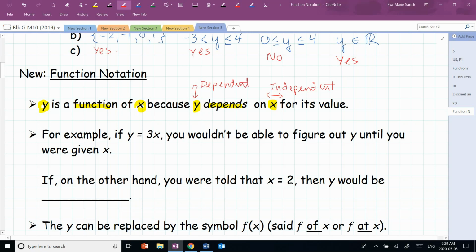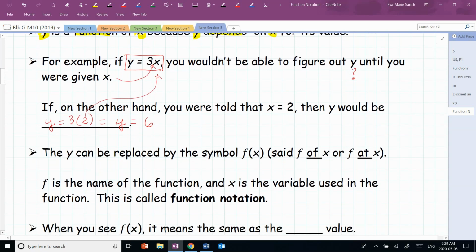So let's look at this in terms of an example of an equation. So we have an equation here where y is equal to 3x. Well, you wouldn't be able to figure out what y is until you were given an x, right? So you would be given an x, you put the x into the equation, and then you can calculate the y. So if you were told that x is 2, then y would equal 3 times 2, which means that y would equal 6. Simply putting the 2 into that equation, okay?